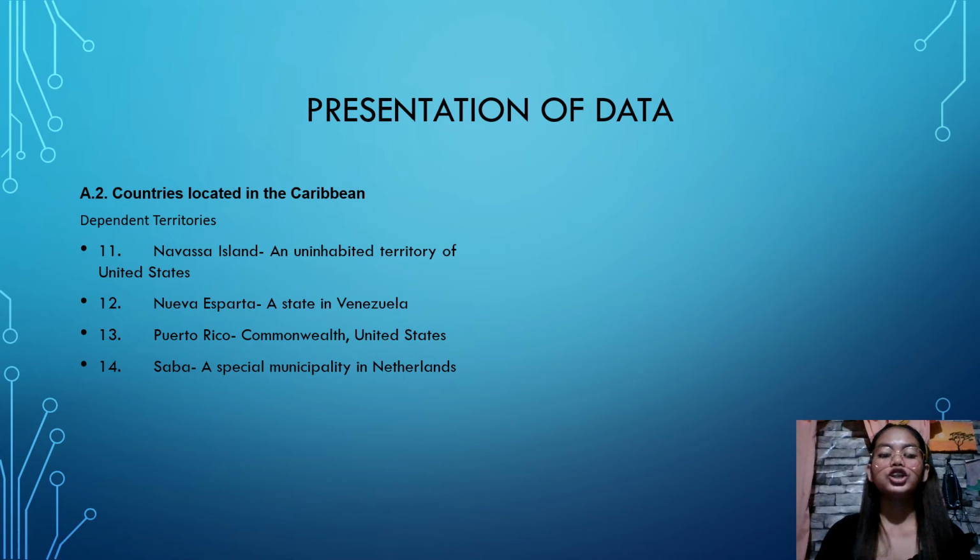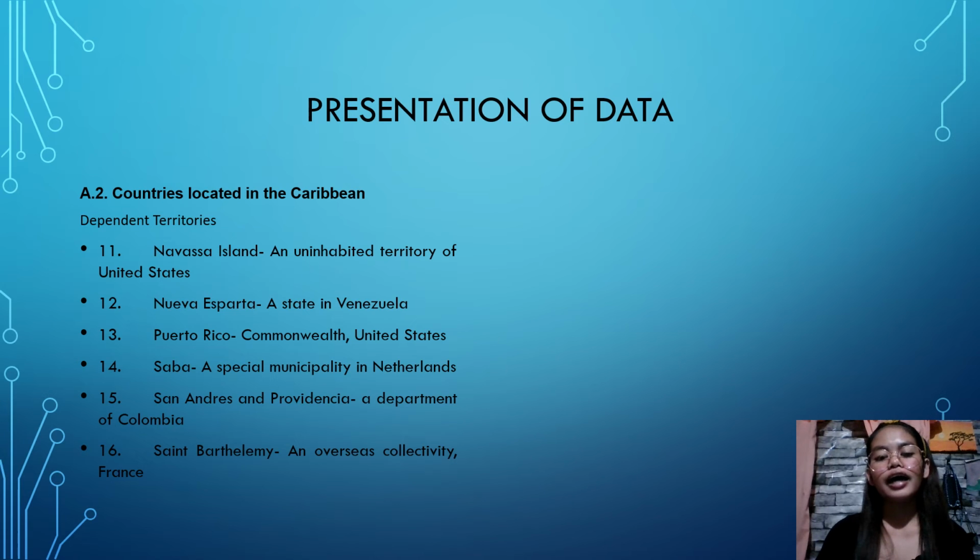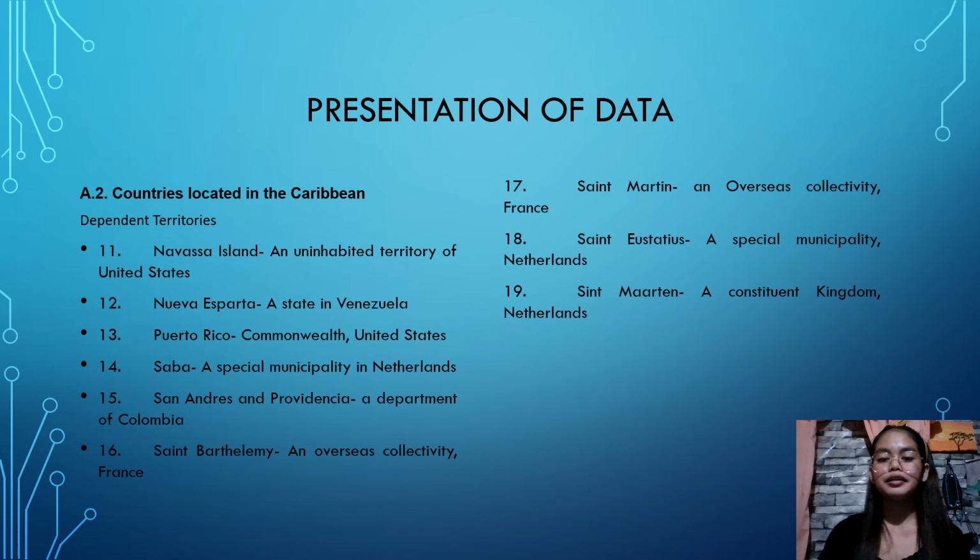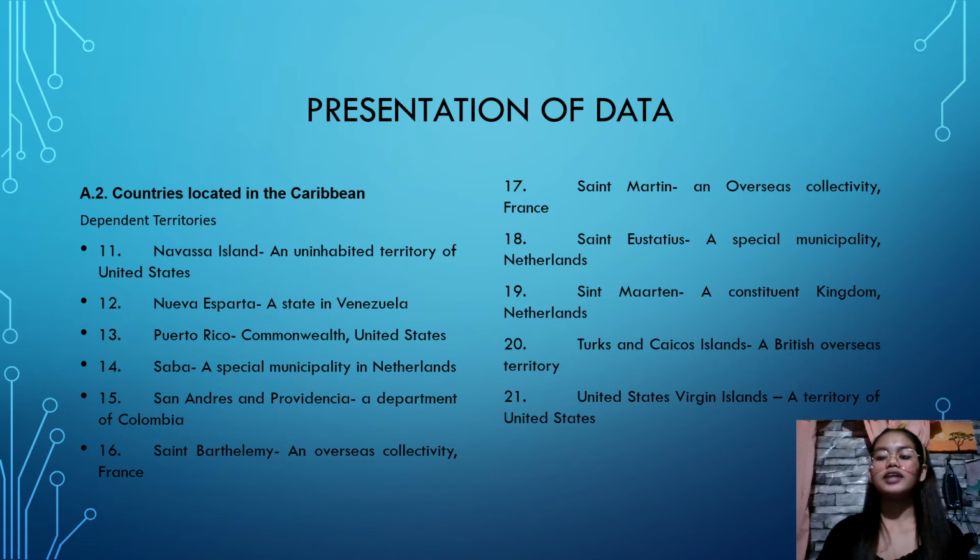Then we have Saba, which is a special municipality of the Netherlands. Then we have San Andres and Providencia, which is a department of Colombia, and Saint Barthélemy, which is an overseas collectivity of France. Then Saint Martin, an overseas collectivity of France also. Saint Eustatius, a special municipality of the Netherlands. Sint Maarten, a constituent country of the Netherlands. And we have Turks and Caicos, which is a British overseas territory. And last but not the least is the United States Virgin Islands, which is a territory of the United States, of course.